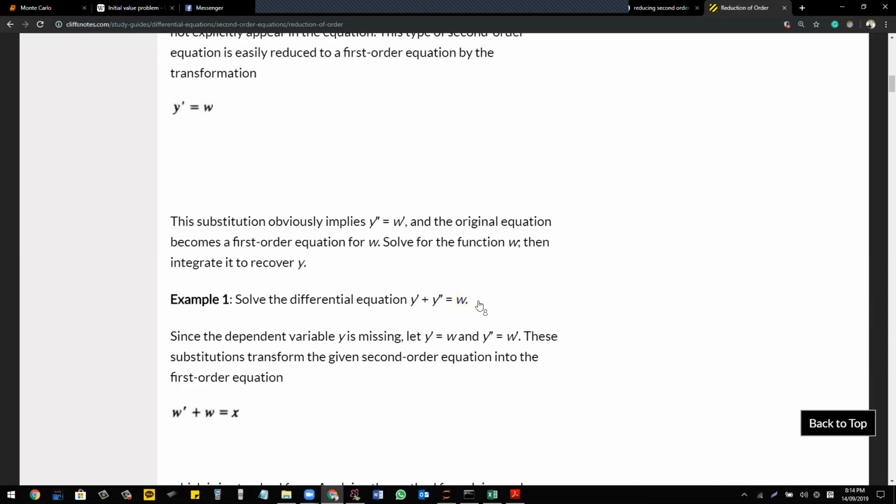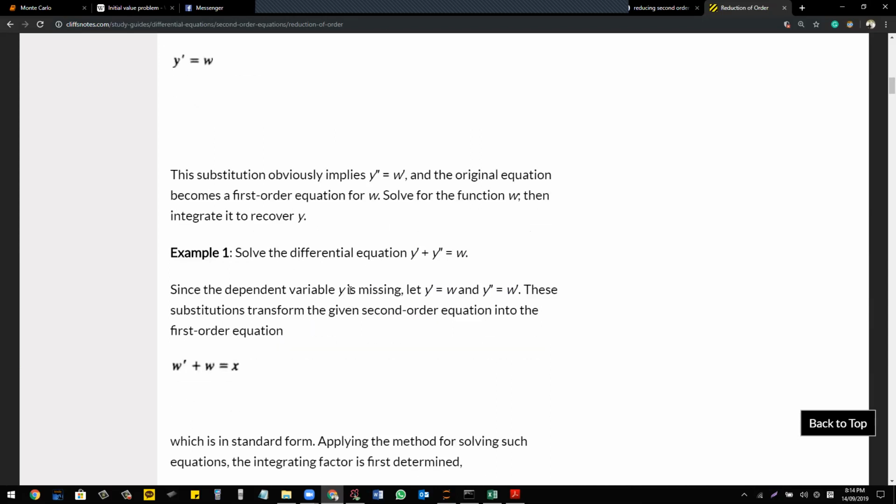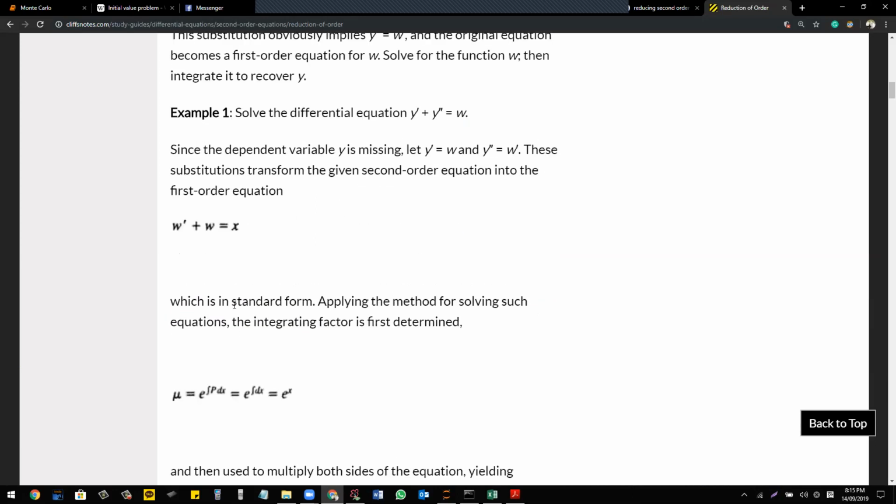So this one simplifies down to, why is it w here? The y is missing. So y dash equals w, y double dash is w dash. I think this is what they meant, there is x here. That's why it was confusing. So it becomes this, which is in the standard form. Applying the method of solving such equations, the integral factor is first determined.